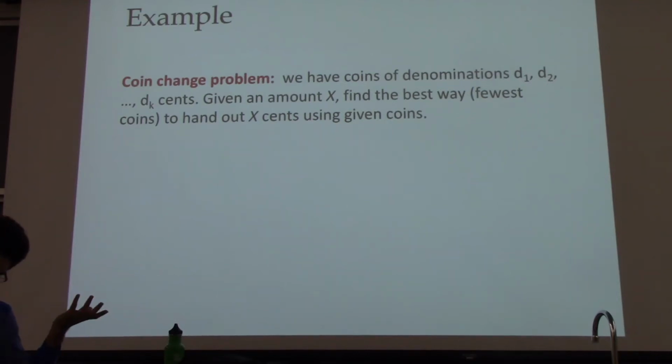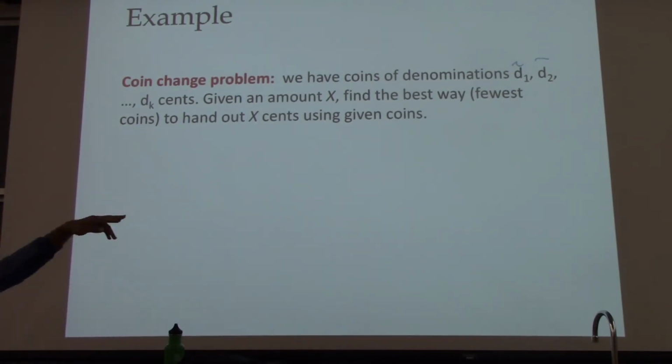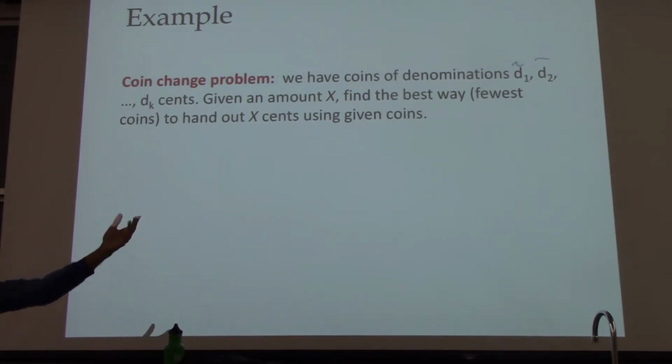Denominations. Okay, so you have denominations d1, d2 up to dk cents, and you have an amount x. And you want to find the best way, and here I define best as the fewest distinct coins, to hand out x cents using the given coin denominations.